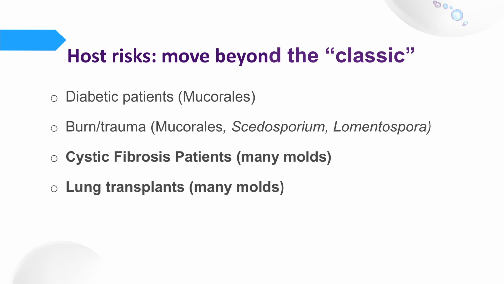Nonetheless, we need to move beyond the classic or what we know. So we know a lot about mucorales in diabetic patients and also in hem-onc patients, but we know less about mucorales and certainly other molds in burn and trauma patients, maybe in cystic fibrosis patients, in lung transplant patients, and particularly for cystic fibrosis patients. What do you do when you see these infections? They will all come to lung transplant, so they all come to haunt us if we don't have protocols to optimize infection control and preventative measures before they come to lung transplants.